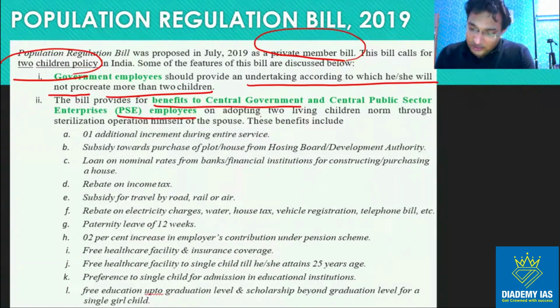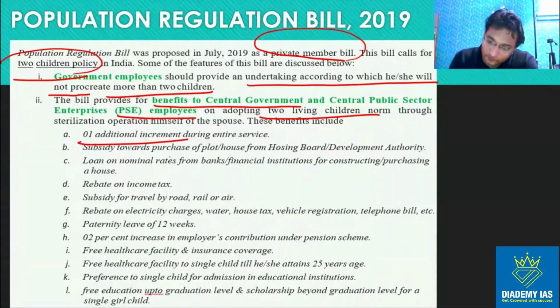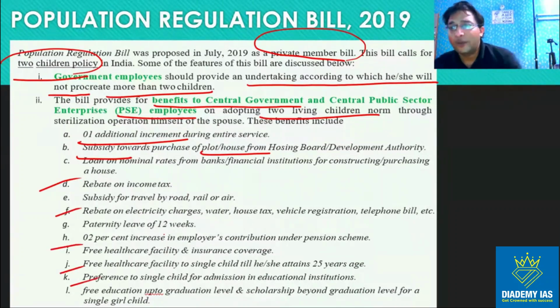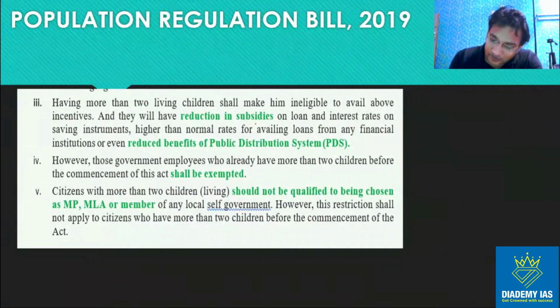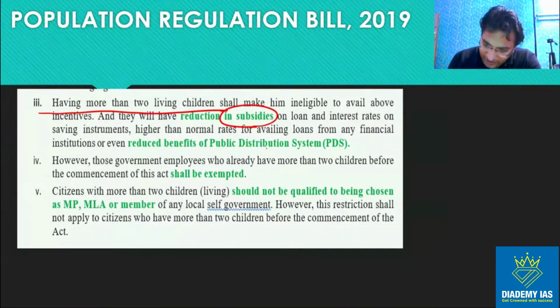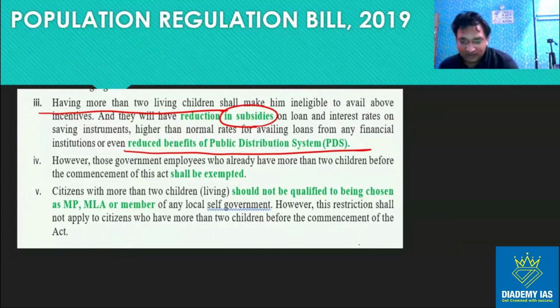The benefit to the central government or central PSU employees for adopting 2 children norm, तो क्या बेनिफिट होंगे, एक एडिशनल उनको सैलरी का इंक्रीमेंट मिलेगा, उनको सब्सिडी मिलेगी परचेज ऑफ हाउसिंग के लिए, ऑल दीज फैसिलिटीज, ठीक है। ये एक्स्ट्रा फैसिलिटीज अवेलेबल होंगी टू द सेंट्रल गवर्नमेंट एम्प्लॉय, ठीक है। और even the subsidy will be reduced if anyone is having more than 2 children, right? Less benefit will be available under the public distribution system, ठीक है। However, those government employees who already have more than 2 children, they will be exempted, right?